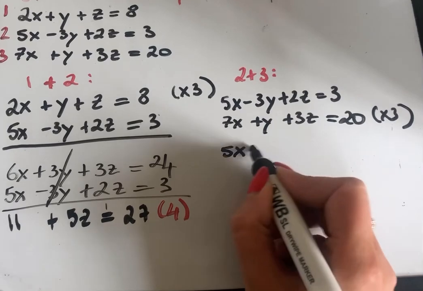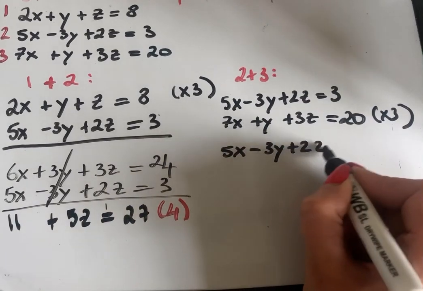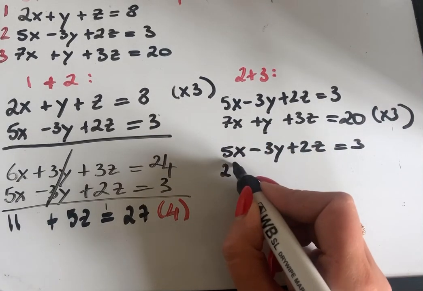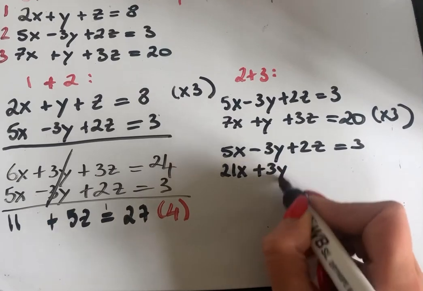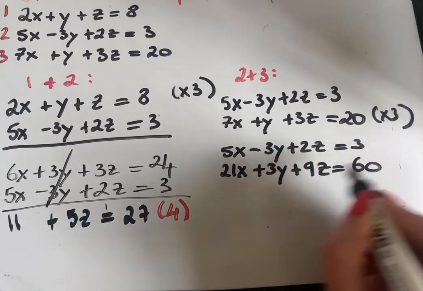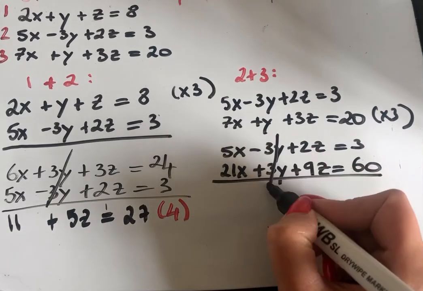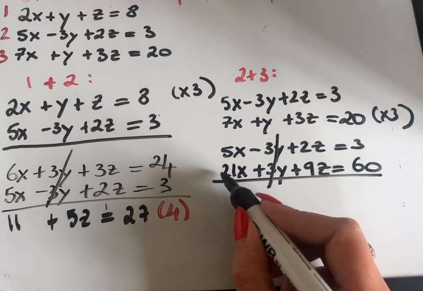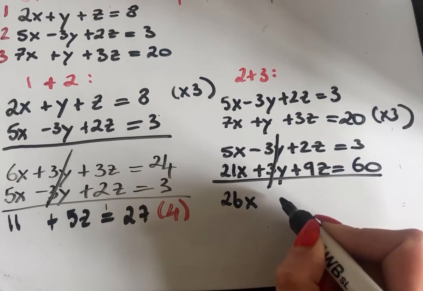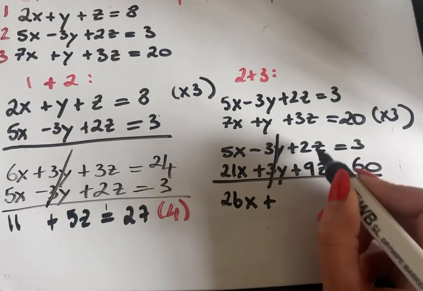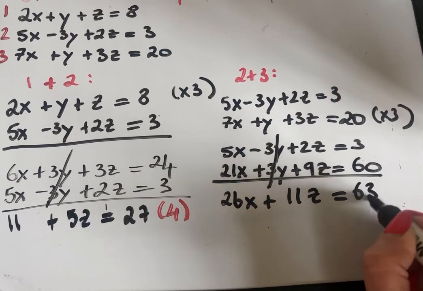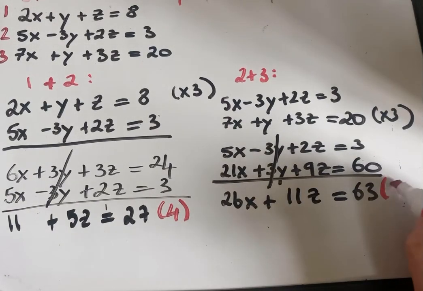So we're at the first line. And 3 by 7 is 21x plus 3y plus 3z by 3 is 9z equals 60. Line across, and we'll get rid of our negative 3y plus 2y. Now we're going to add 21x plus 5x to give us 26x plus 9z and 2z is 11z. And 60 and 3 is 63. And this is equation number 5.